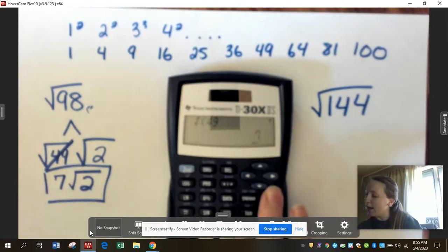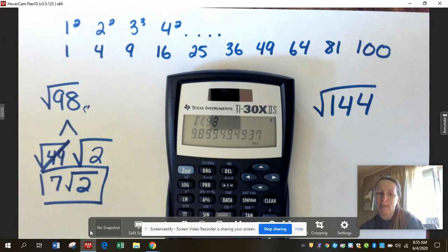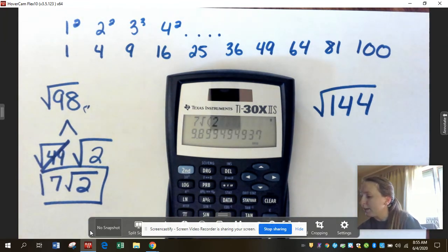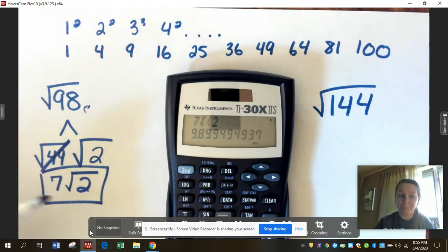Now just to show you guys, square root of 98 got us that long decimal, and if I were to type in 7 square root of 2, it gets me the exact same decimal. So these two things are actually equal to each other.